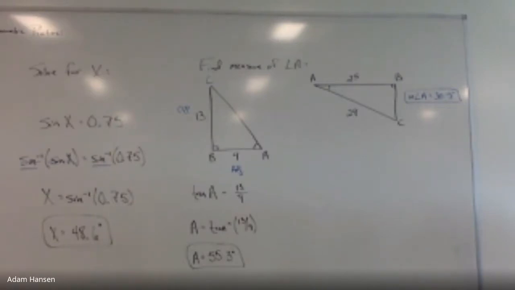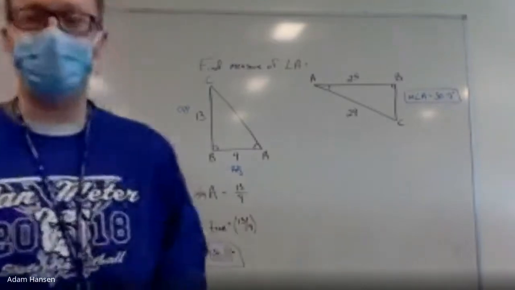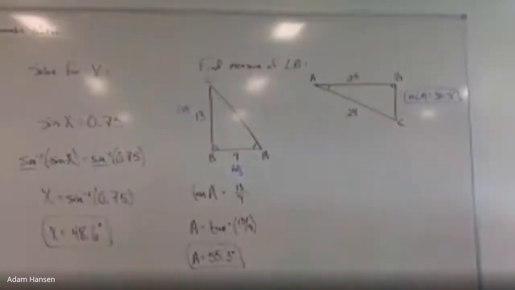If you're trying to find a missing angle measure, you will always have to use inverse functions. To work backwards and find the missing angle measure, use inverse trig functions as opposed to finding a side length.